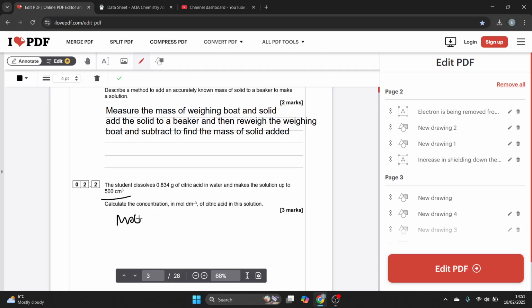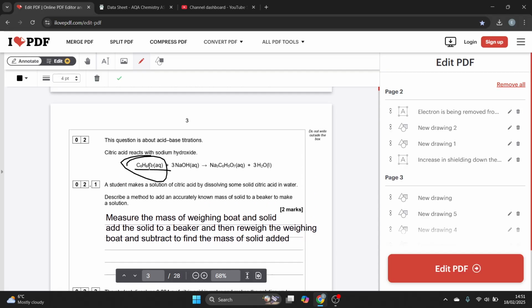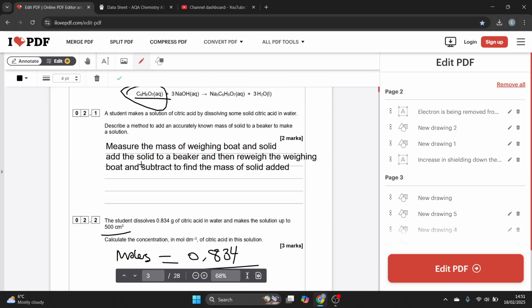So moles of citric acid is the mass, 0.834, divided by the Mr, which is all of that. So 0.834 divided by 12 plus 12 plus 12 plus 12 plus 12 plus 12, that's 6 carbons, plus 8 plus 16 plus 16 plus 16 plus 16 plus 16 plus 16 plus 16. Then that's the moles. Concentration is the moles divided by the volume.